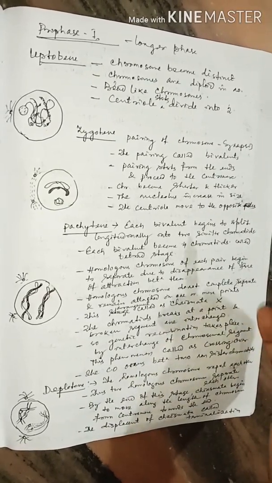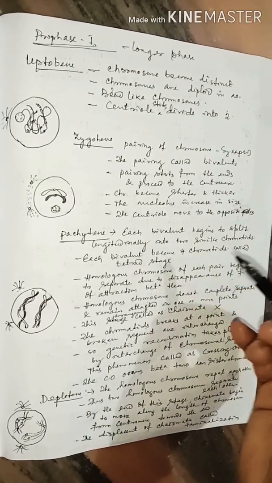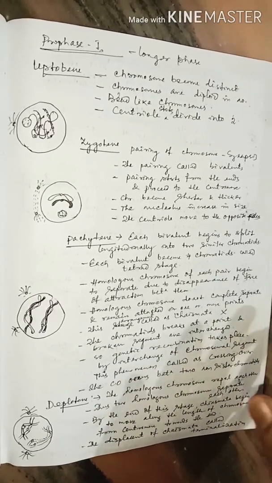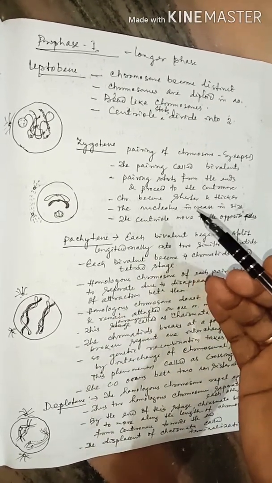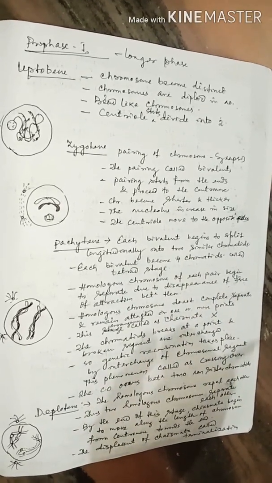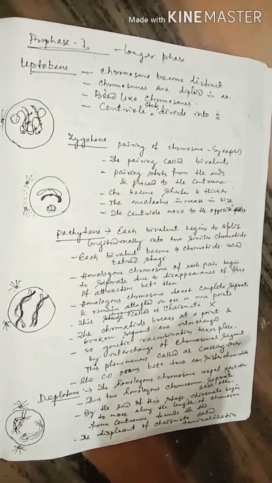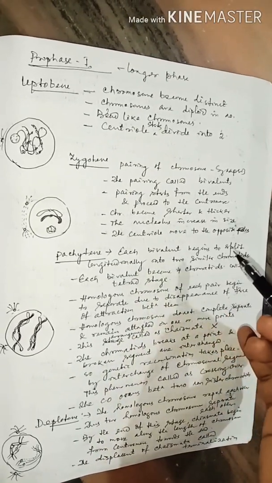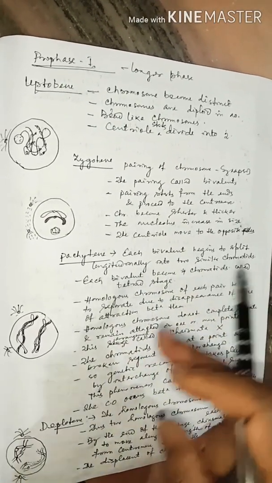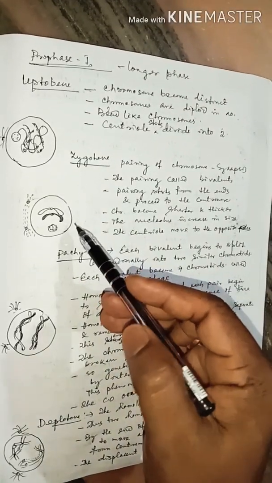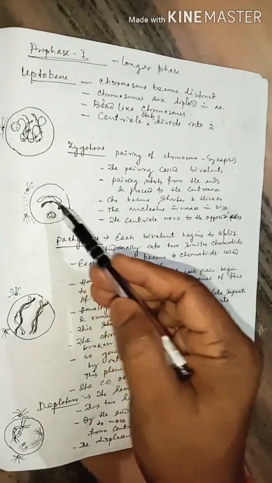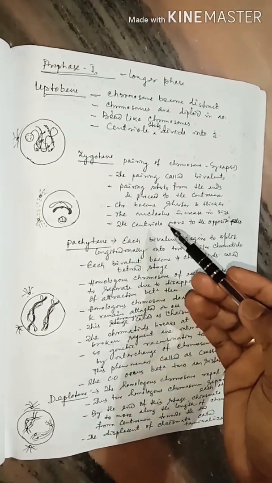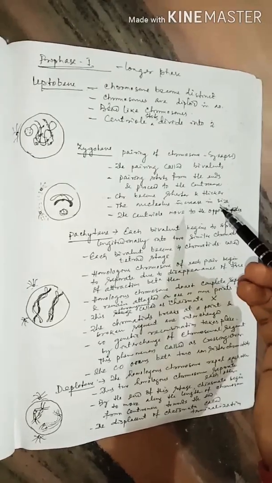That process is called synapsis, which occurs by the presence of a complex called the synaptonemal complex. The paired chromosomes are called a bivalent, and pairing starts from the ends and proceeds towards the centromere. From the ends towards the centromere, the pairing continues. The chromosomes become shorter and thicker.